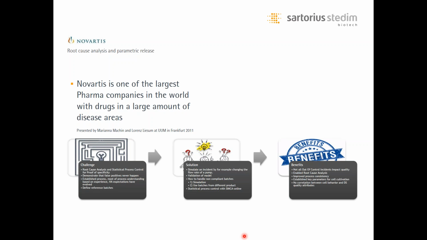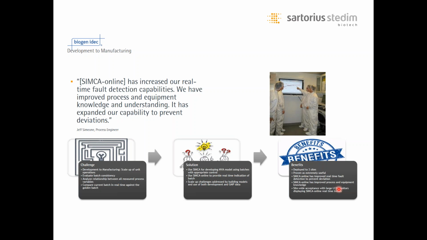And with that, they have achieved, among other things, an improved process consistency. And they've also realized that not all out-of-control incidents actually impact quality. Some of them do, but not all of them. And this enables root cause analysis for them.